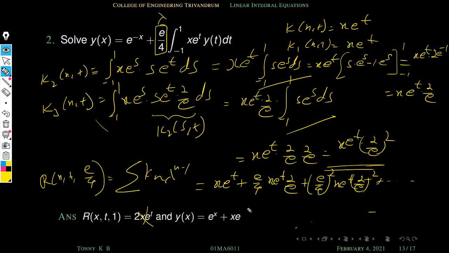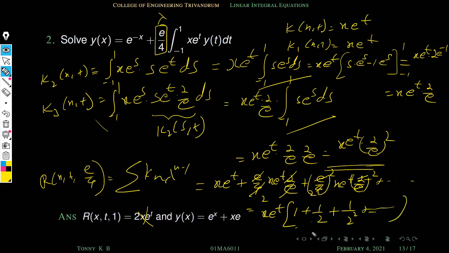Then what happens? You can cancel e, this is 1/2. Here you can cancel e squared, and the remaining part is 2. Now the pattern is clear. x e^t is common, you can take it outside. The remaining terms are 1 plus 1/2 plus (1/2) squared, etc.